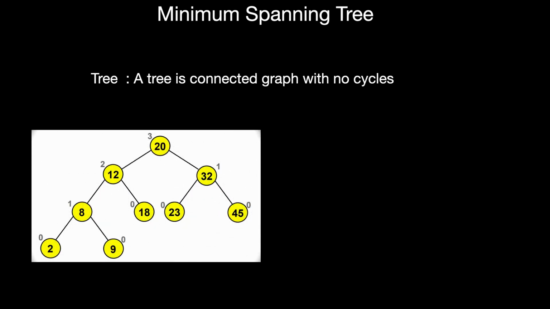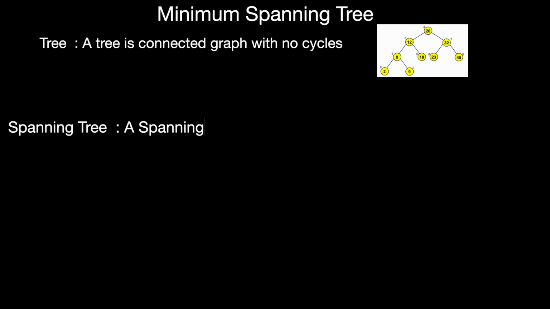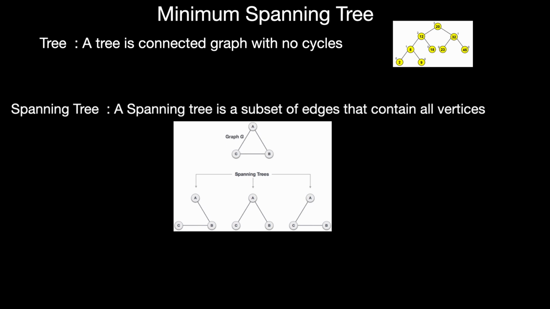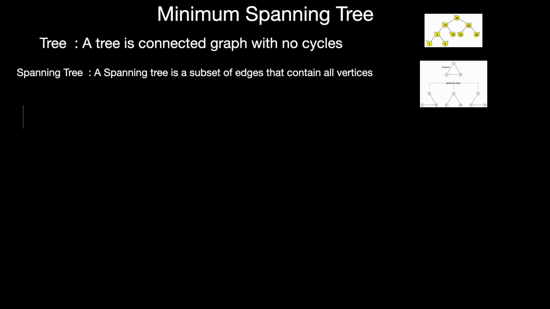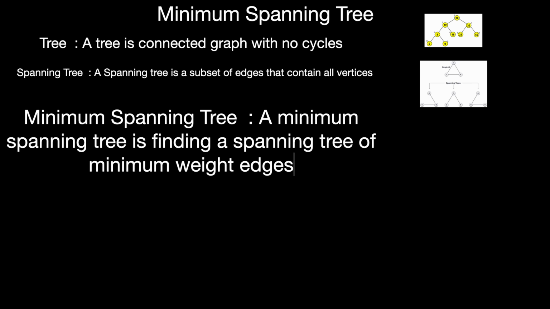Greedy algorithm, huh? So let's look at a problem involving a minimum spanning tree. A tree is a connected graph with no cycles, and a spanning tree is a subset of edges that contains all the vertices. A minimum spanning tree is a spanning tree of minimum total edge weight. That's what we'll do in the upcoming two algorithms, Kruskal and Prim's. We'll see how we can get a minimum spanning tree with a greedy approach.